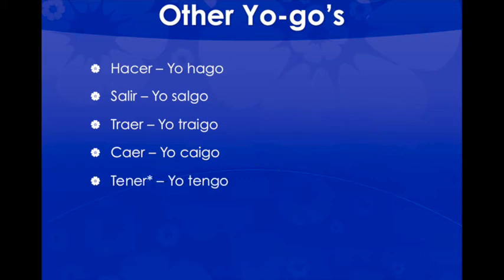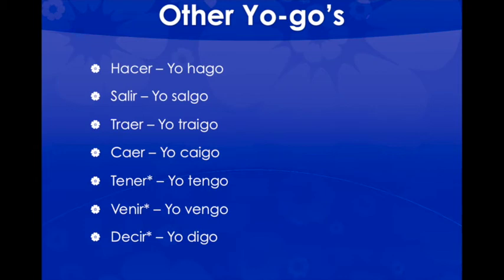Tener, like we know, is yo tengo, and the reason it has an asterisk is because it's also an E to IE stem changing verb. So you'd say tengo, but then elsewhere in the boot, it's tienes, tiene, and tienen with an E to IE stem change. Outside of the boot, it is tenemos and tenéis. Venir works just like tener, becomes yo vengo, and then it goes vienes, viene, venimos, venís, and vienen, so also an E to IE stem changer.